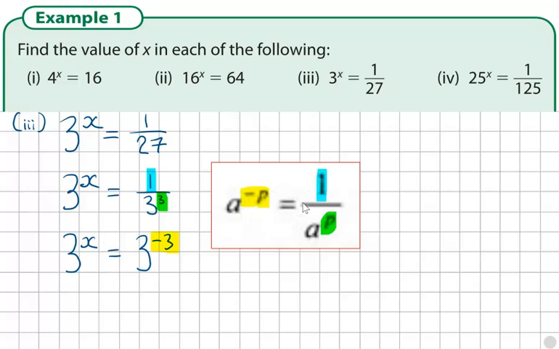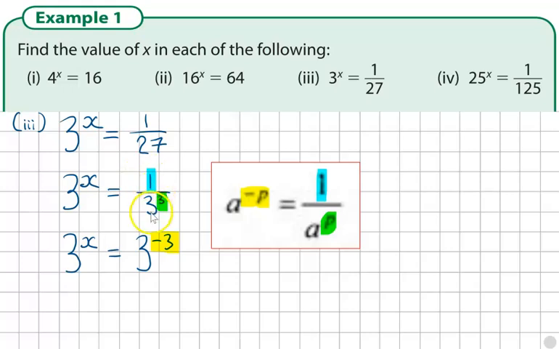3.7 laws of indices. So this is one of our laws of indices from our formula book. A to the power of minus p equals 1 over a to the power of p. So we started with 1 over 3 to the power of positive 3. So the blue 1 is here in my formula, and the 3 in green was the p in my formula. So if in the formula the positive p becomes negative p, in my number, the positive 3 will become negative 3.